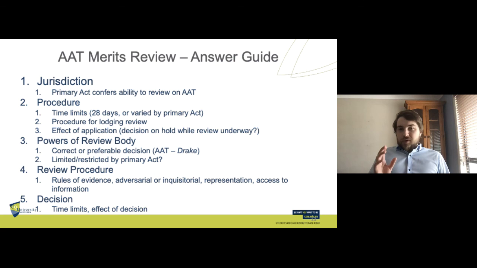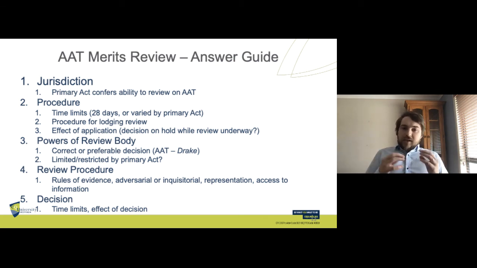Then you need to look at the procedure for the review itself. What are the rules of evidence? Is it conducted adversarially or inquisitorially? Are you allowed legal representation? How do you access information? So, for example, last week we talked about how Section 28 of the AAT Act allows you to access reasons for decisions if you're going through a merits review process with the AAT. So what are those rules and what do those mean for the client?